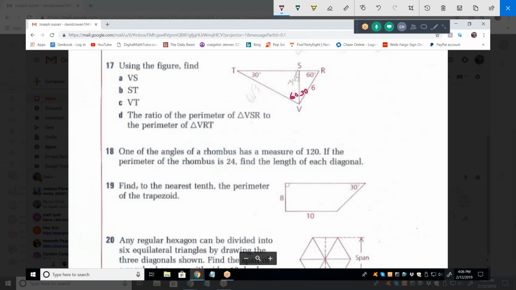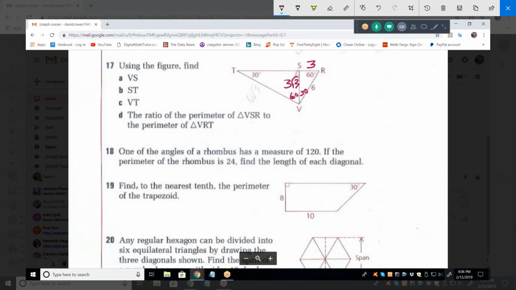SV would be an altitude for triangle TRV. All right, so using the figure, the only side we know is this 6. So let's start labeling sides. This is a 30-60 triangle. We know that opposite the 30 is half the hypotenuse, so that'd be 3. And then you just multiply it by square root 3, so it'd be 3 square root 3.